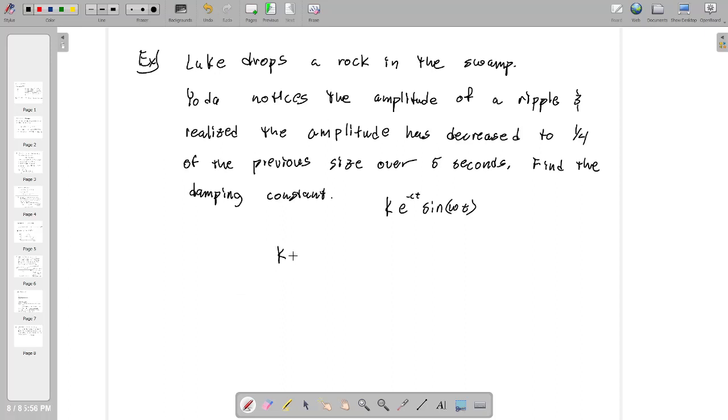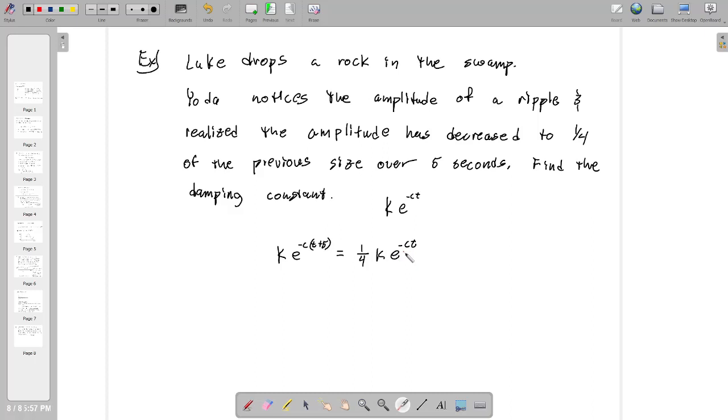So Yoda notices that the amplitude, after 5 seconds, has reduced to a quarter of its original size. If we ignore this sine omega t, its original size would have fit this model here, this height, whatever it is, for some value t. But he noticed that 5 seconds after t, it had reduced to 1/4 of its original size, so a quarter of ke to the negative ct. This was its original size. 1/4 of this size would be the size of the amplitude after 5 seconds. That's what this equation is saying.